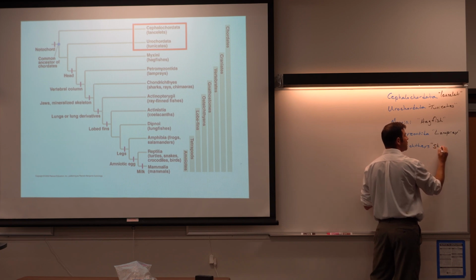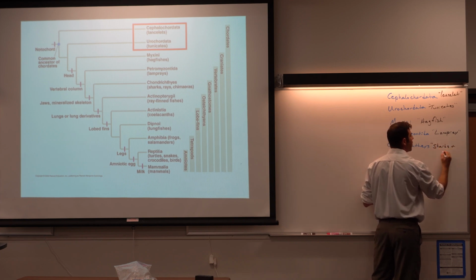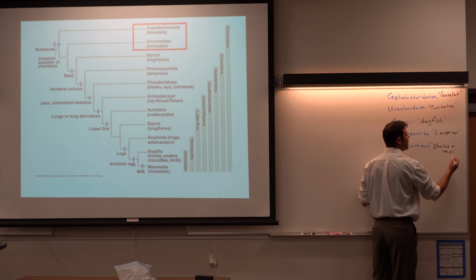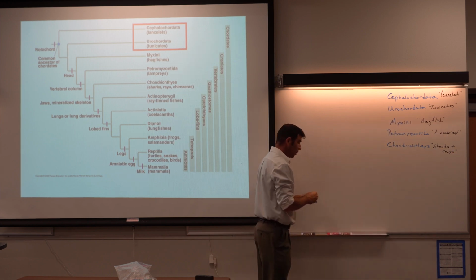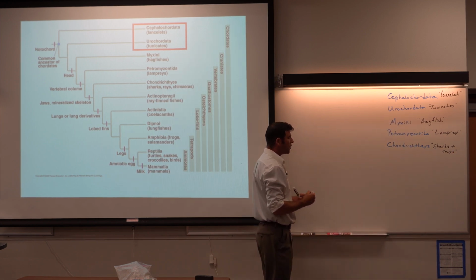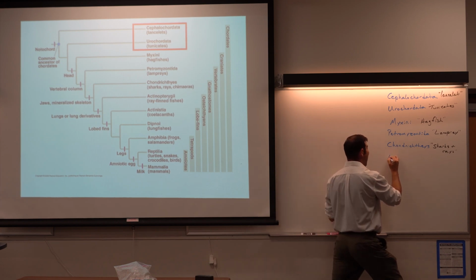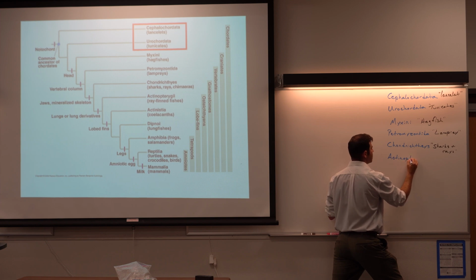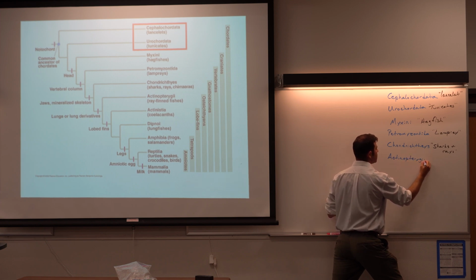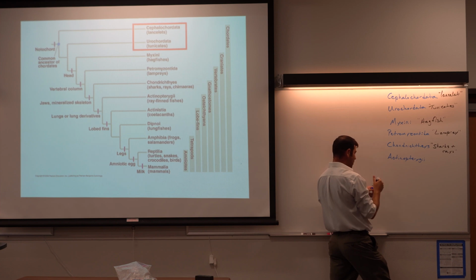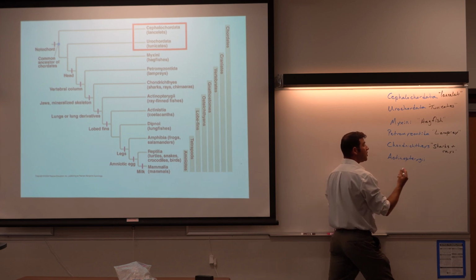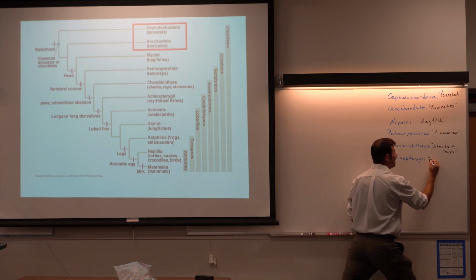Examples would be sharks and rays, like stingrays. Underneath Chondrichthyes, we're going to see the next three classes are all describing different types of fish. There is what we call Actinopterygii. Actinopterygii describes a group of fish called ray-finned fishes.